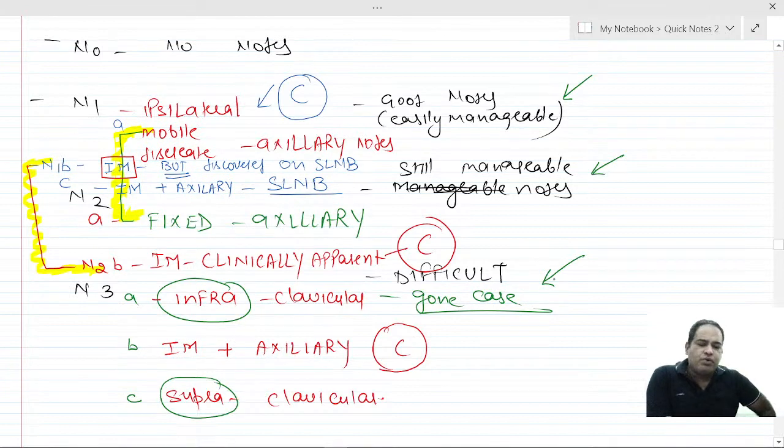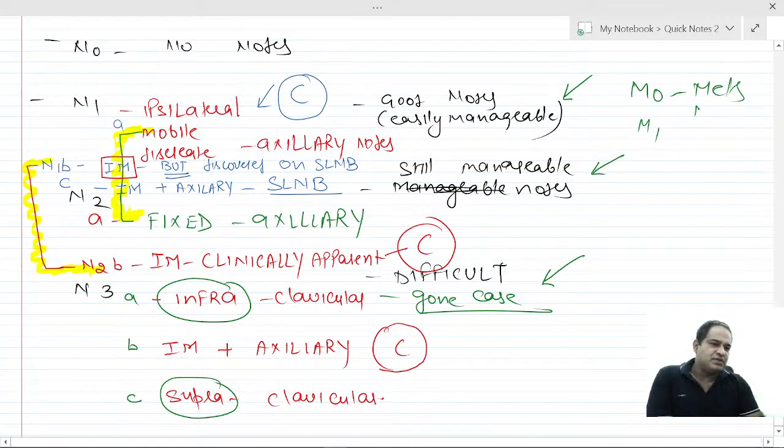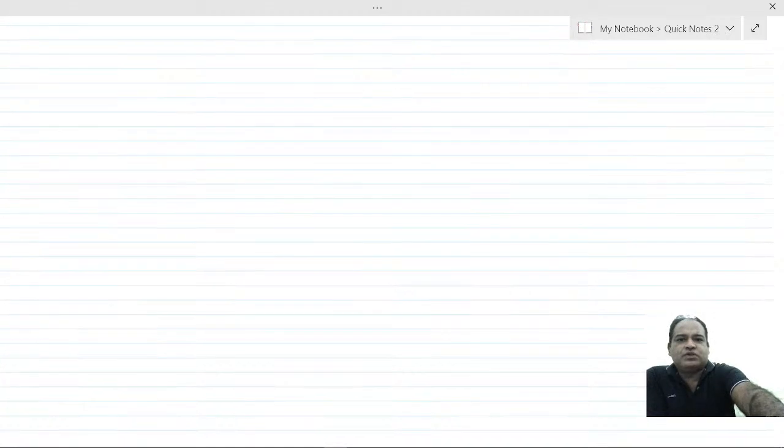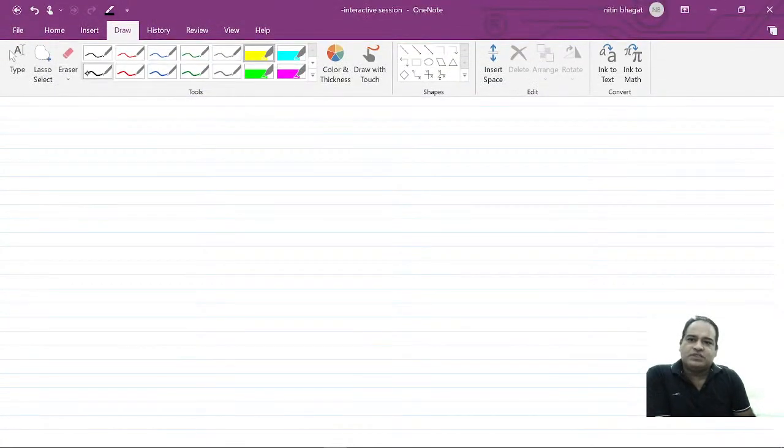M staging, you know, is very simple. M0, metastasis not present. M1, distant metastasis present. That is simple. Fine. So with the lymph nodes we move forward. Now you just have to remember N1 easily managed, N2 difficult, N3 gone case. Fine. We talk about the staging.